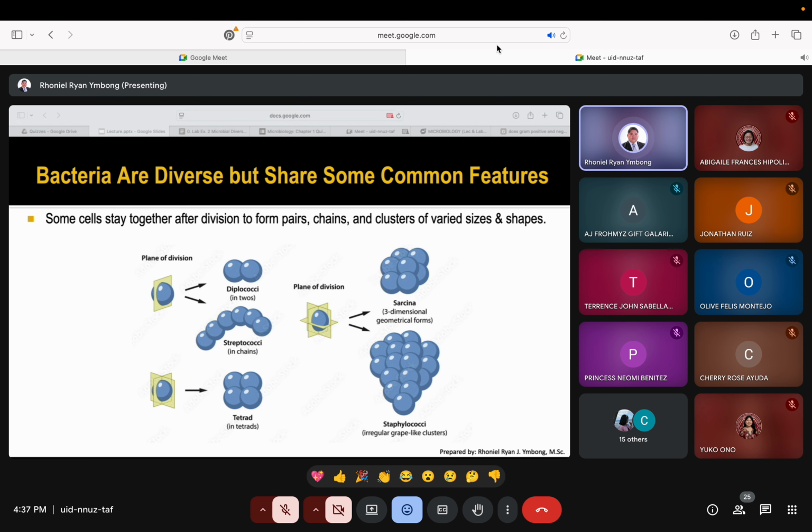So basically, if you have a background on the shape and the arrangement of your bacterial cell, then you will have a rough idea on the structuring, arrangement, and the shape of your bacterial species, as a name for them.